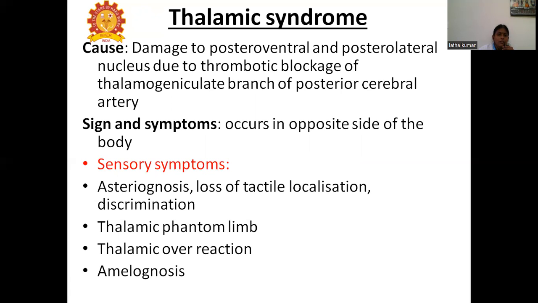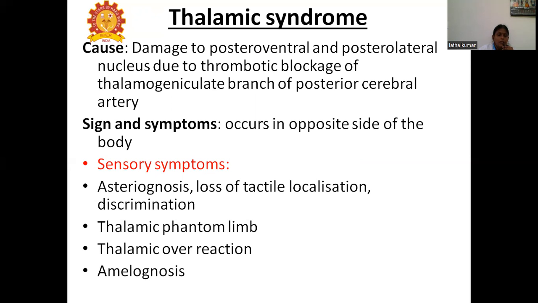So stereognosis is nothing but the ability to identify a familiar object with closed eyes. So in thalamic syndrome, the person cannot identify the familiar object by touching, and there is loss of tactile localization and discrimination.